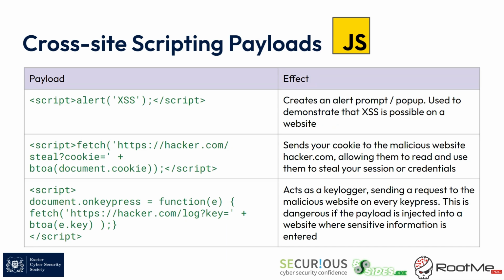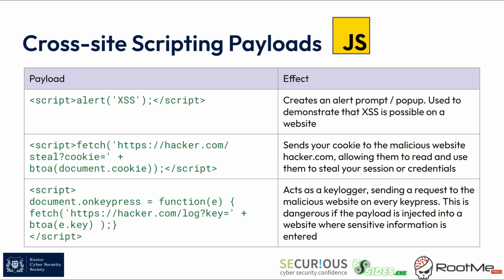So here are three very common cross-site scripting payloads. And the one that I want you to pay attention to is the first one, because this is the one that you will see most commonly and we most commonly use. So we use the alert method in JavaScript, which is usually enclosed in script tags. And essentially on your browser, what you'll see is there's a prompt or a pop-up that shows up on your website. And this is usually used to demonstrate that cross-site scripting is possible on a website.